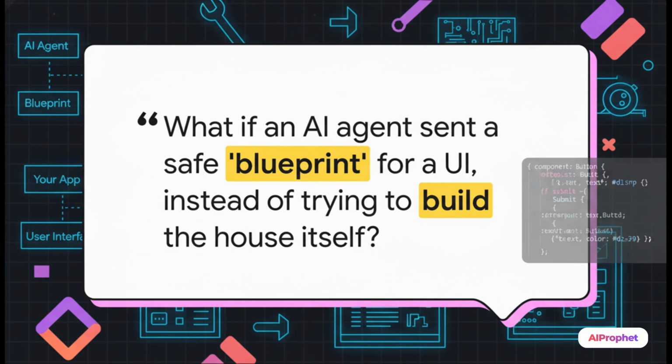Just think about it for a second. Your app, that's the construction crew. It's got all the tools, all the approved materials, it knows all the safety codes. The AI agent, it's the architect. The architect doesn't show up with a hammer and start nailing boards together. No, it sends over a detailed, safe, easy-to-read blueprint. And your app, the crew, takes that blueprint and builds the house, the UI, using its own trusted parts.